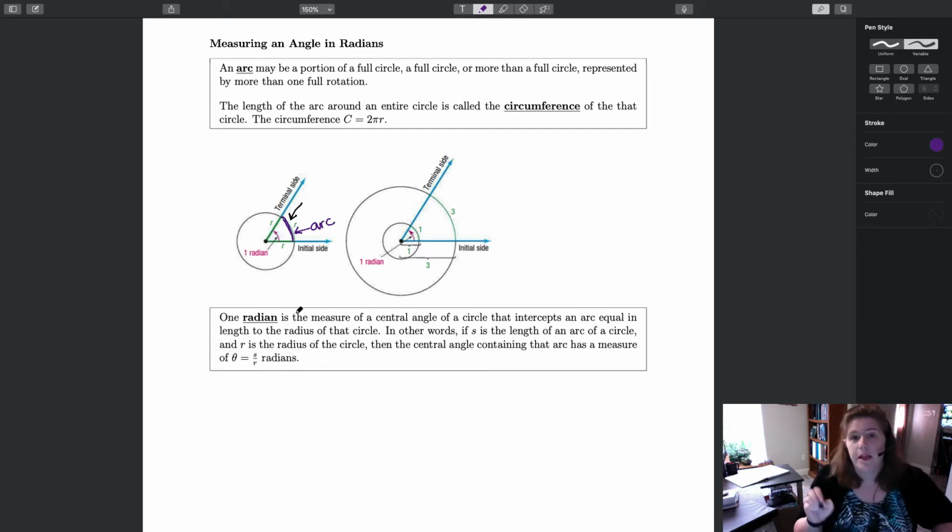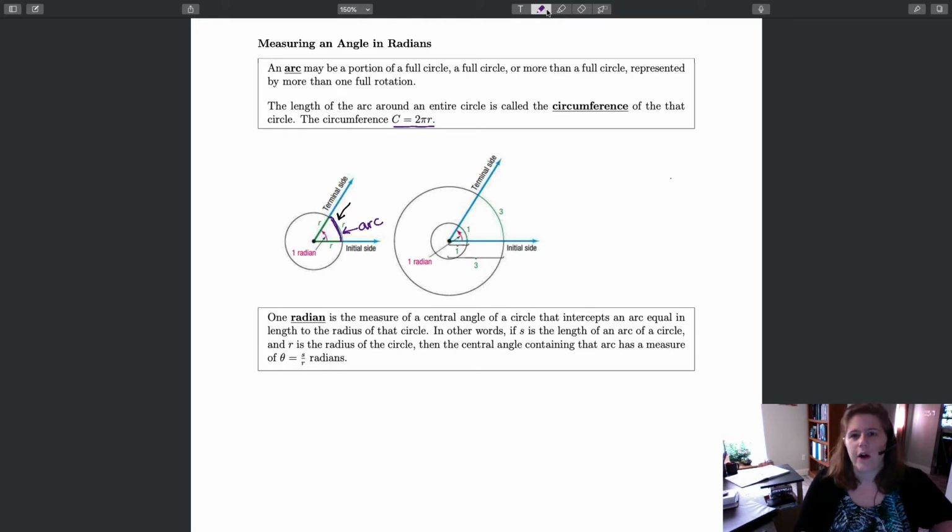Now, it could be a portion of the circle, it could be the entire circle, or it could be the circle plus some. So an arc is like an angle where it can be any size. The thing that I want you to know is that the circumference of a circle is its distance all the way around. The circumference of a circle is calculated as 2 pi r. So you may use that later on in the semester. Should be a formula that's a little bit familiar to you.